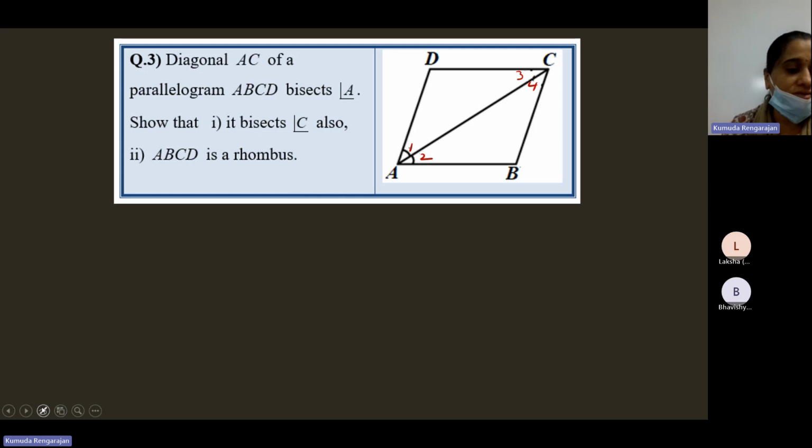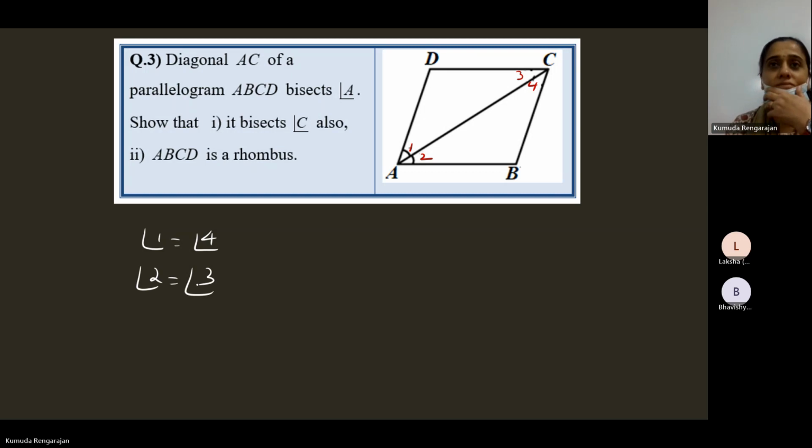Is that fine? Now, this is easy because now is angle 1 equal to angle 4, children? Is 1 equal to 4? Why? Alternate interior angles are equal. Is angle 2 equal to angle 3? Is angle 1 equal to angle 2? Why? Because it's given that AC bisects angle A.